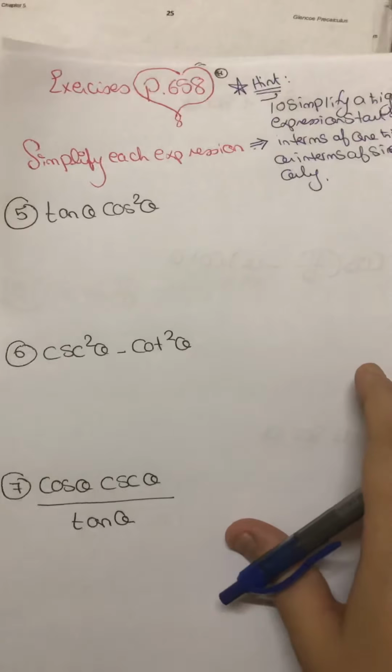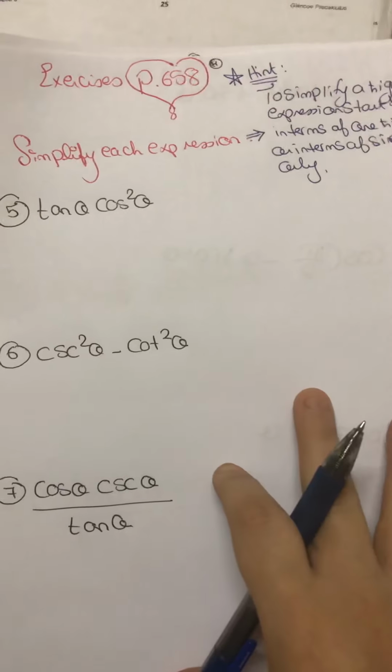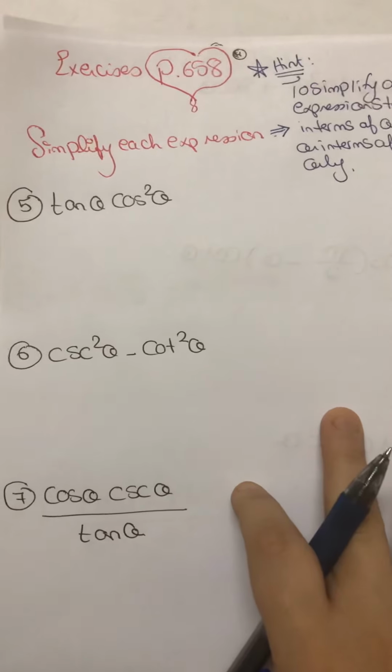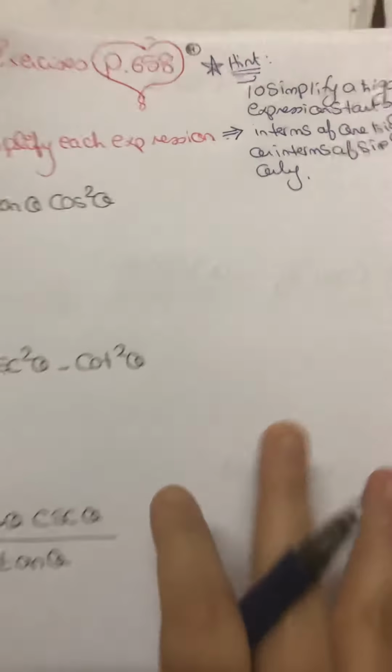Hello, so I am back to the part about simplifying, which is our main idea today, okay? Simplifying each expression. I wrote a hint for you here. To simplify a trigonometric expression, start by rewriting in terms of one trigonometric function. I'm trying to condense it, make it shorter, smaller, or in terms of sine and cosine only.